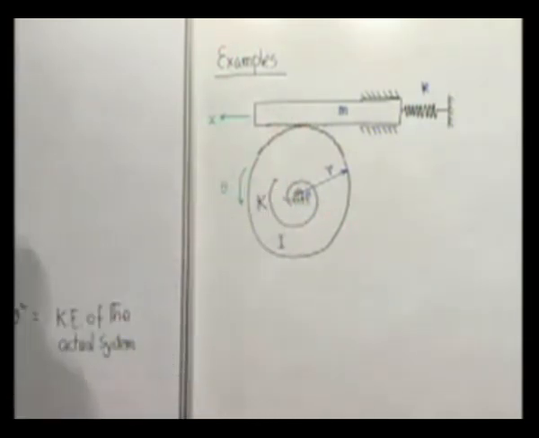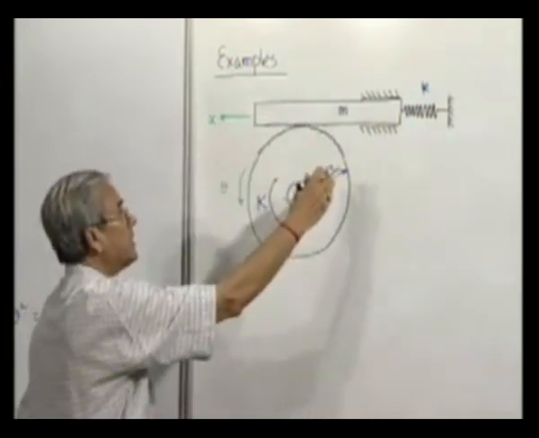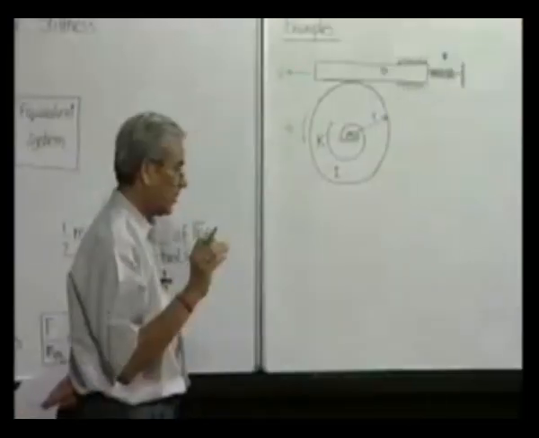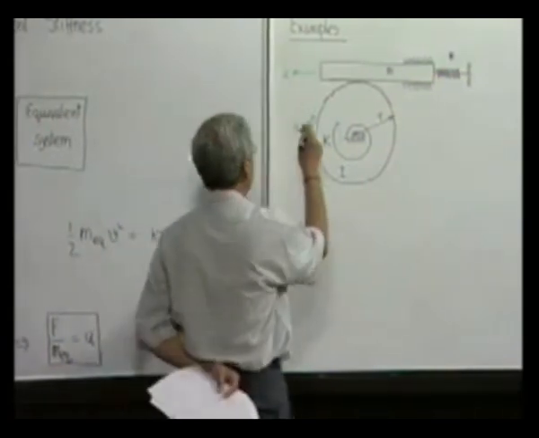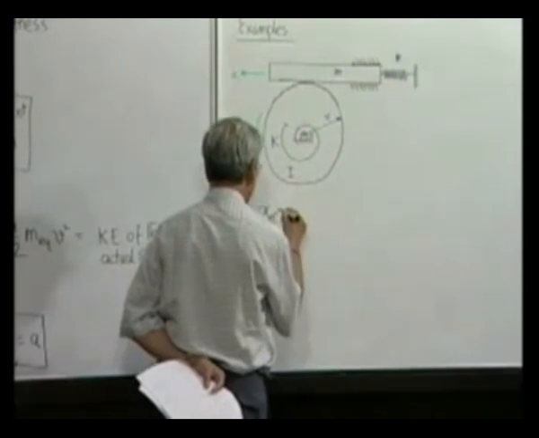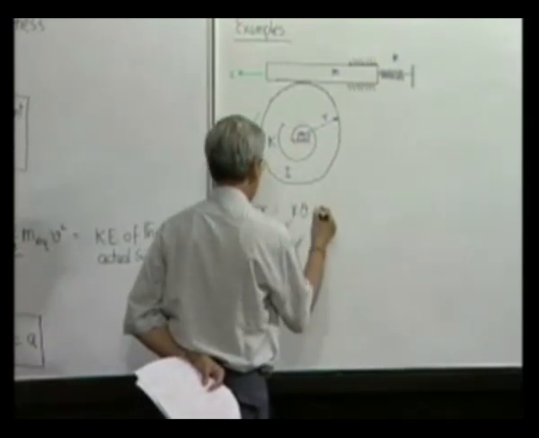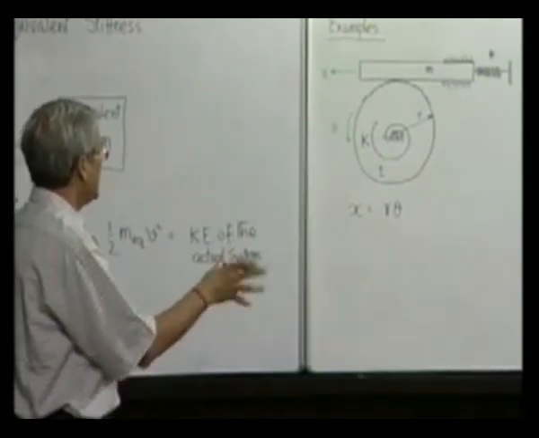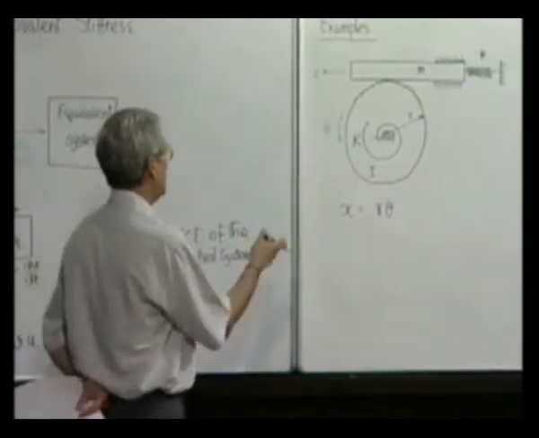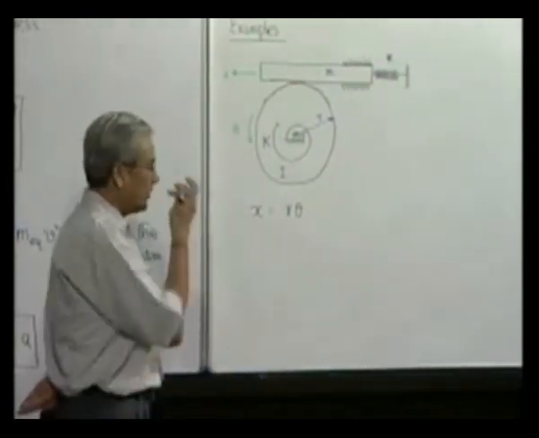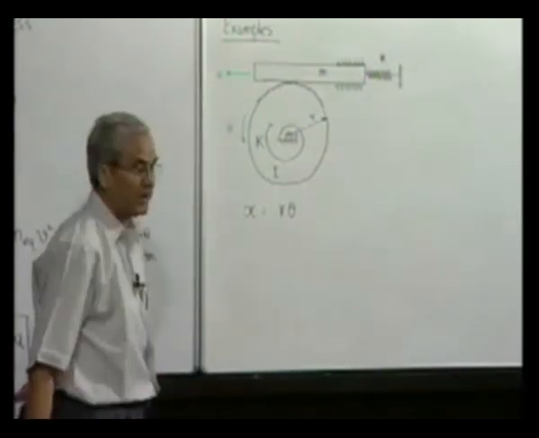Now, this theta and x are obviously not independent because it is a single degree of freedom system. Any one quantity you specify should completely specify the configuration of the system. So, either you mention theta or you mention x, and they are related by this: x is nothing but r theta. So, from their equilibrium position, if we give a displacement x to mass m, the disk automatically rotates by an angle theta due to this gearing action, which is related by this relation. So, it is a single degree of freedom system, though it has two bodies.